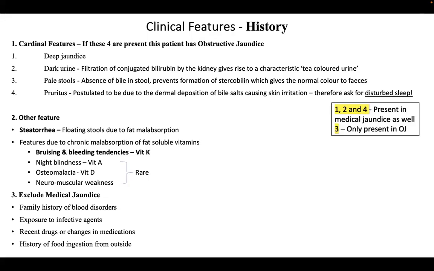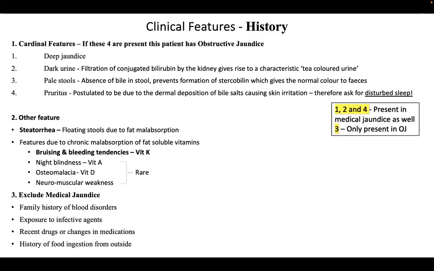The first, second, and fourth, that is the deep jaundice, dark urine, and pruritus, can be there even in medical jaundice as well. However, for there to be pale stools, this is obstructive jaundice. Other features: because of the malabsorption of fats, more fats are excreted in our feces. So when there is a lot of fat in the feces, you will have floating stools.